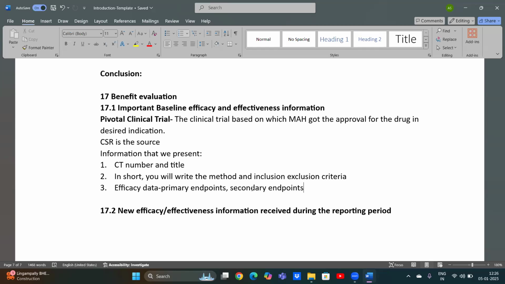Chalo. Section 17.1 is clear now, right? Right, people?